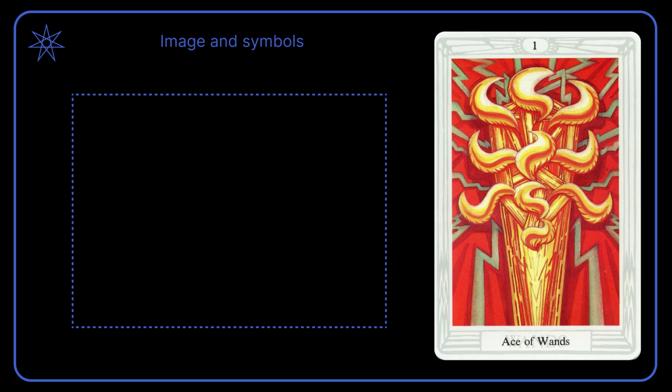In the image we see a bright red fiery background. At the center there is a burning wand surrounded by lightning bolts, symbolizing a surge of energy and inspiration. The tongues of flame on the wand are depicted in the shape of the Hebrew letter Yod. It's an important feature of the card, so it's worth exploring its symbolism in a bit more detail.